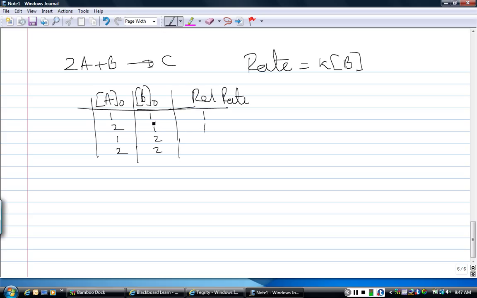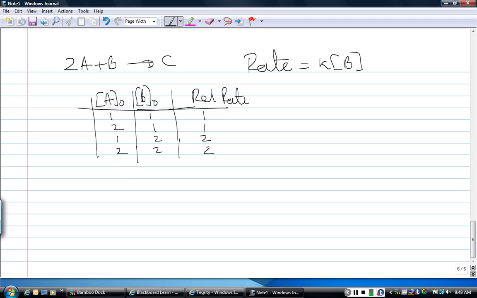Here, if I double conc of B, regardless of the concentration of A, the reaction rate will double because of the linear dependence of the reaction on B. Similarly here, if I double conc of B and I double conc of A, the reaction rate doubles because I double the conc of B. Concentration of A is irrelevant, so I'm going to have 2. So this is consistent with a reaction that is 0 order in A and first order in B.